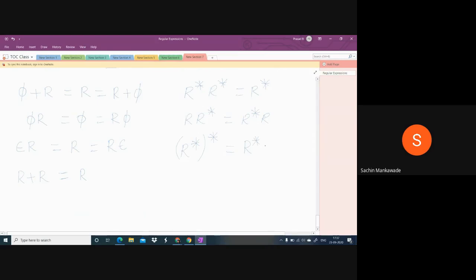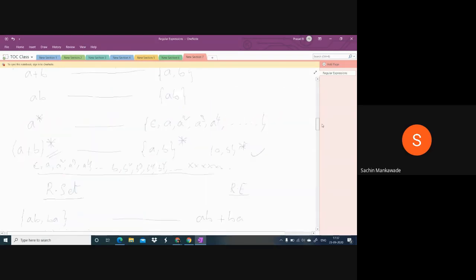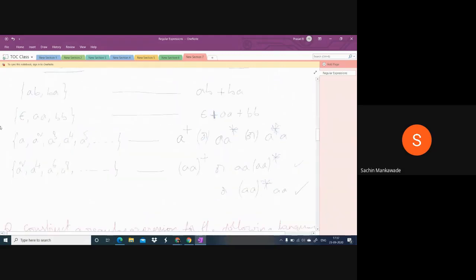Okay, now next. What is RR star? RR star is R plus. Yesterday we have seen, I will show you. This one. This is a square, a cube, a power 4, a power 5, which is a plus. A plus is nothing but a star without epsilon. So what is the difference between a plus and a star? In a star, epsilon will be there, but in a plus, epsilon won't be there.